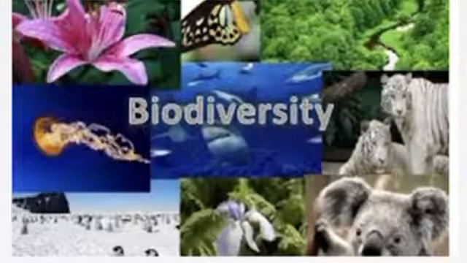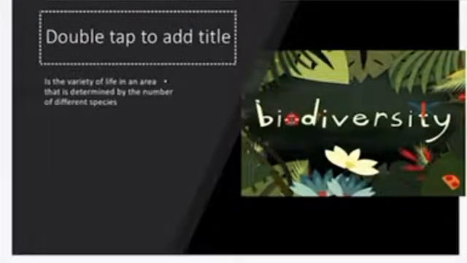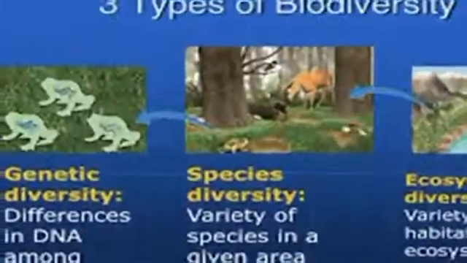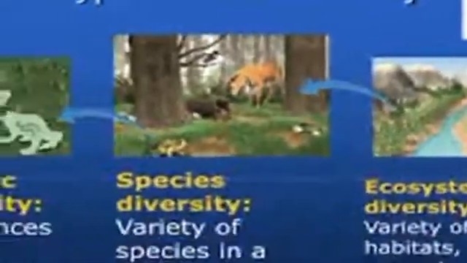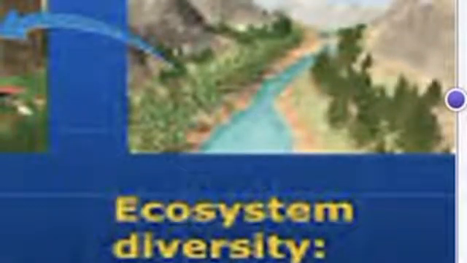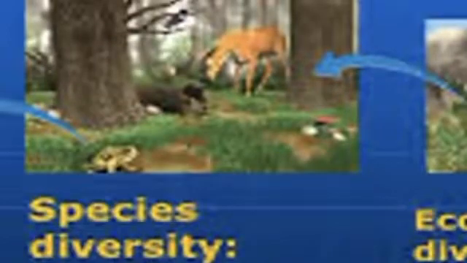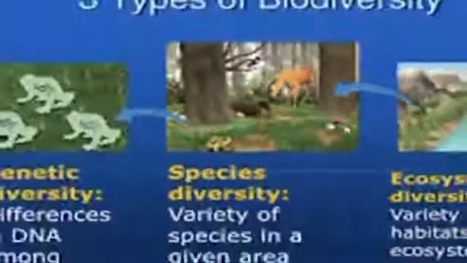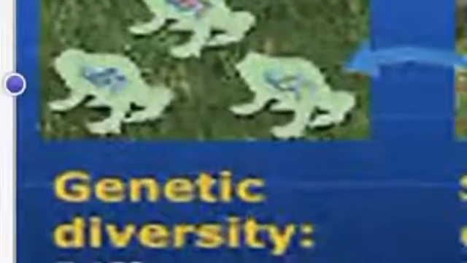Okay, good afternoon. We will talk about biodiversity. Biodiversity is the variety of life in an area that is determined by the number of different species. We have three types of biodiversity. Ecosystem diversity, a variety of habitats, ecosystem communities, and species diversity, variety of an species in given area. And we have genetic diversity, differences in DNA among individuals.